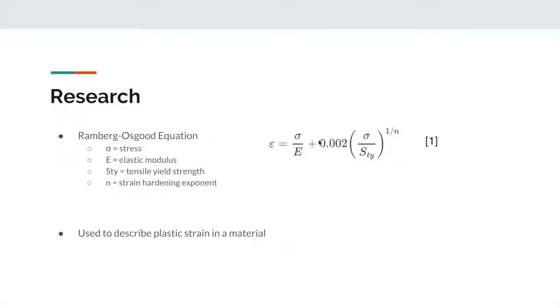So, I started out with some research, and what I kept getting pointed to is this Ramberg-Osgood equation. You can see it on the right there. It's equation 1. It basically solves for strain given stress, elastic modulus, the tensile yield strength of your material, and the strain hardening exponent that we will look into in the next slide. This equation is basically used to get a more realistic description of your stress-strain curve, including strain hardening, and it just captures what's going on in the plastic region.